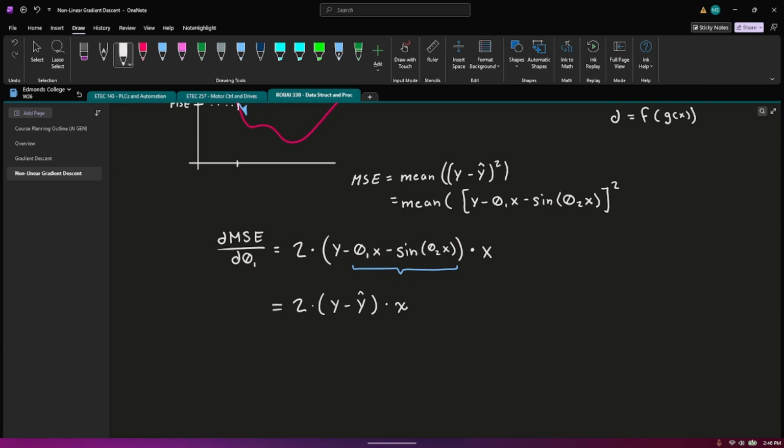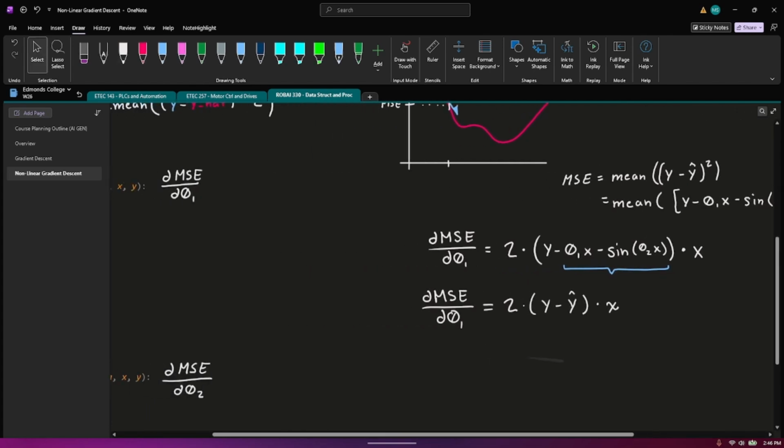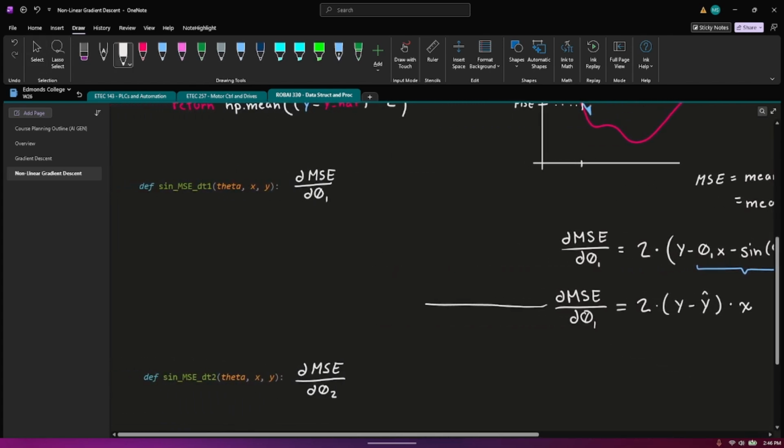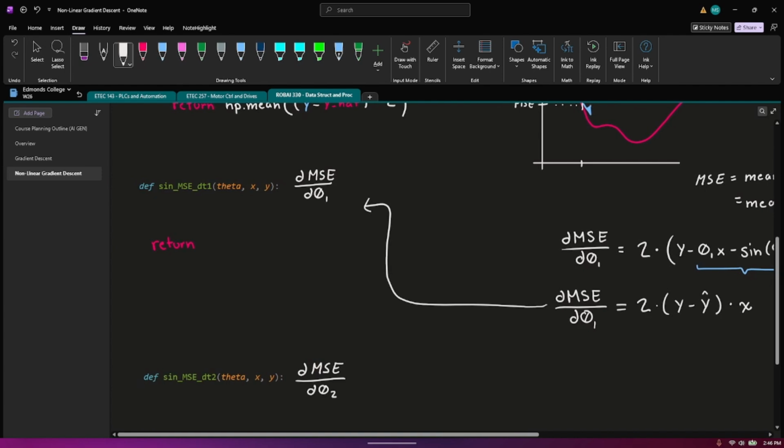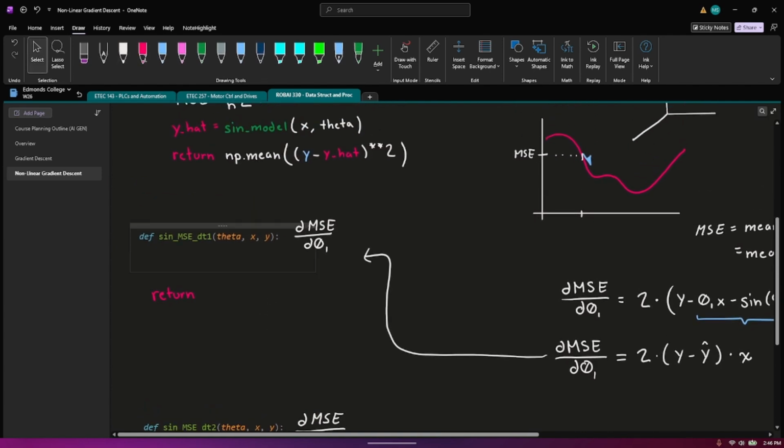And this is the derivative of the MSE, the mean squared error, with respect to theta 1. It is actually what we want this function here to spit out. The equation of, we'll write return, and of course we need to get our y hat again, so we might need to compute that first.